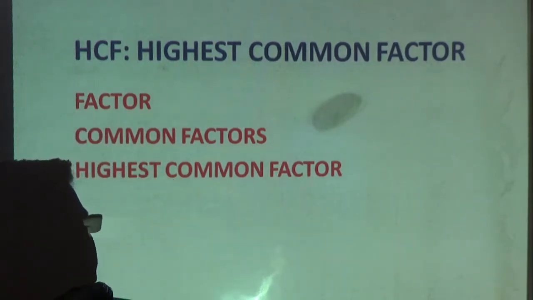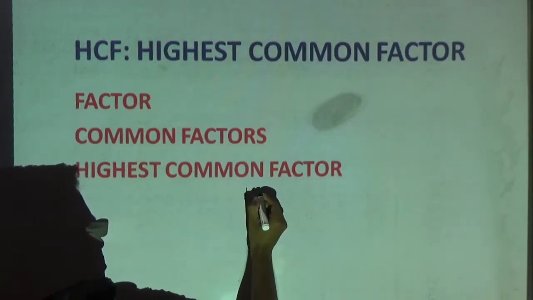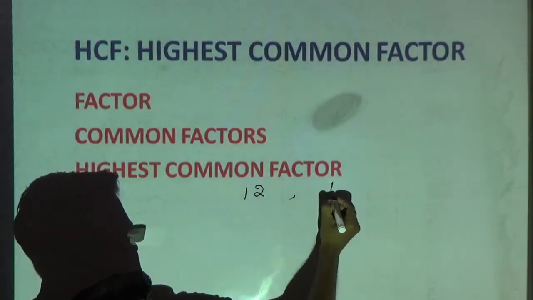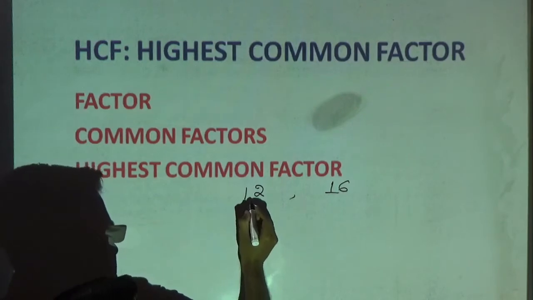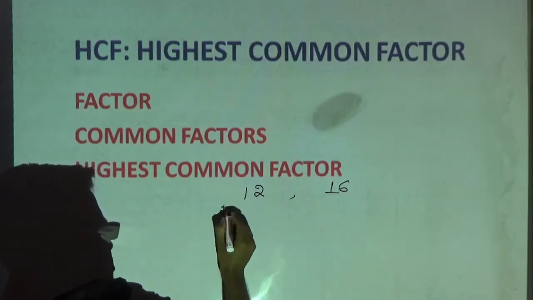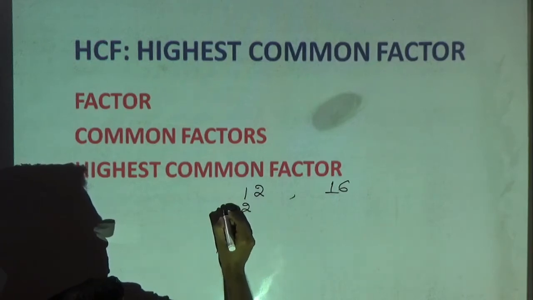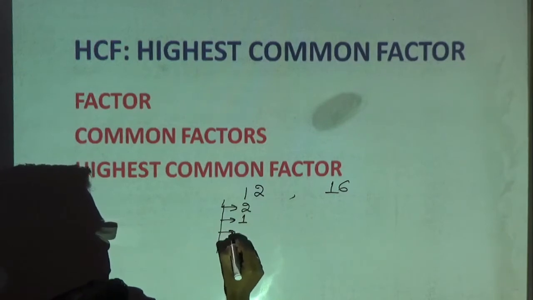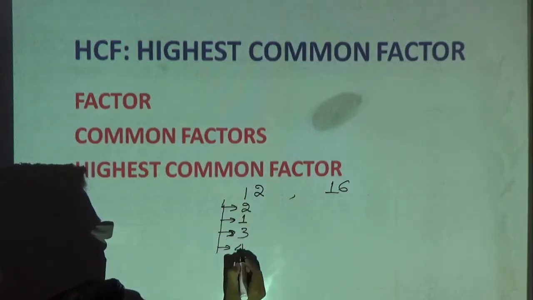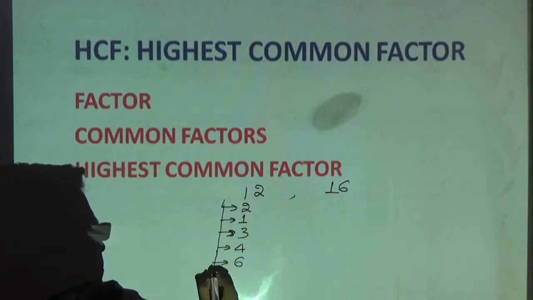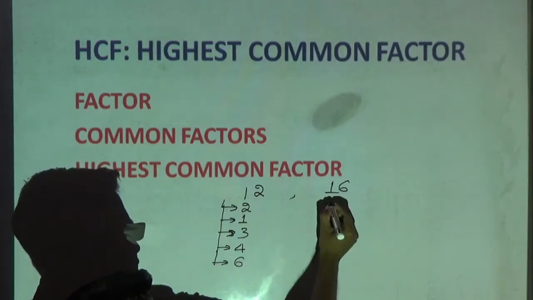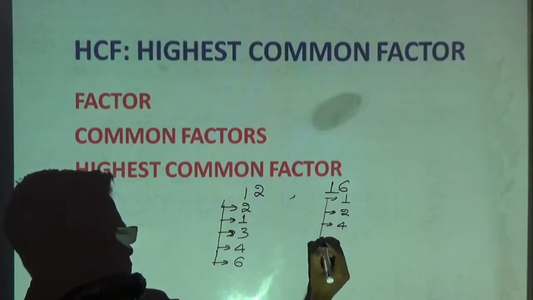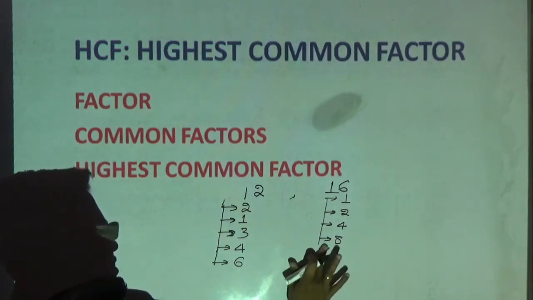Please observe here. I am going to take two numbers as examples. One is 12, another is 16. Now list out all the factors of 12. The factors of 12 are 1, 2, then 3, then 4, then 6. Now the factors of 16 are 1, 2, 4, 8.